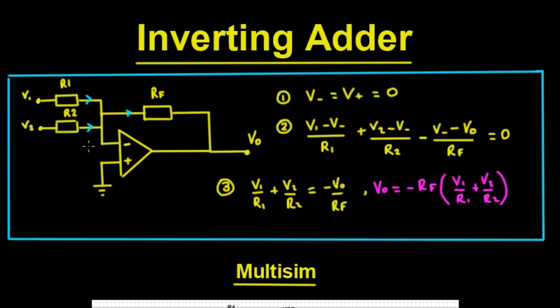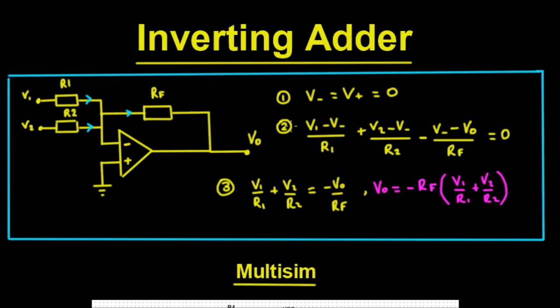Now we know that no current flows into the input of the op amp from our golden rule, so all that current must flow in this direction here. So that must be equal to this current here, which is going to be our V minus minus V out upon RF. Okay, now all we've done here is we've taken the final term from this side over to this side here, and it becomes our minus.